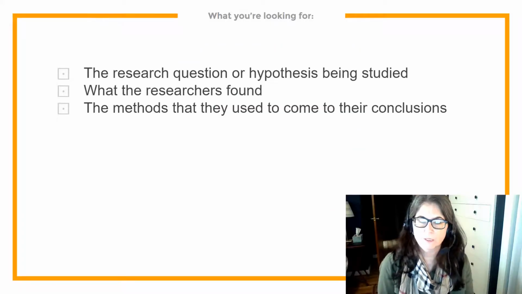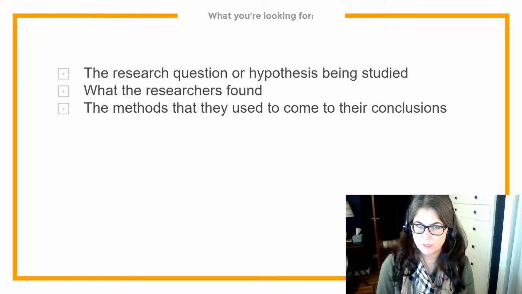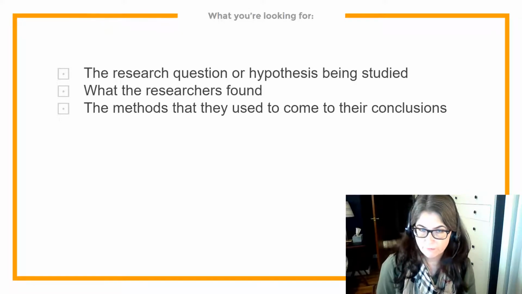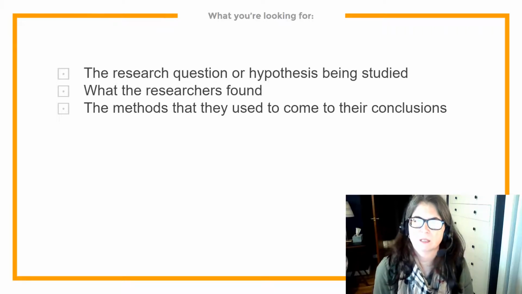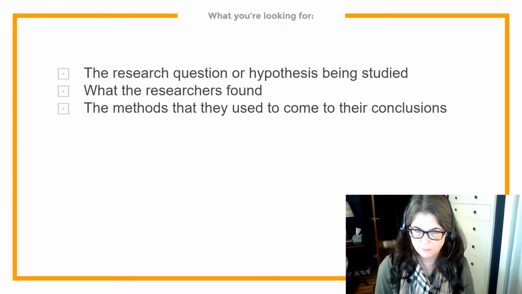So you're sitting there with a scholarly article in front of you. You're not going to read the whole thing from start to finish. You're really looking for these three things. What is the research question that's being asked, or what is the hypothesis that's being tested here? What did the researchers find? So what was their conclusion? And what methods did they use to come to their conclusions?